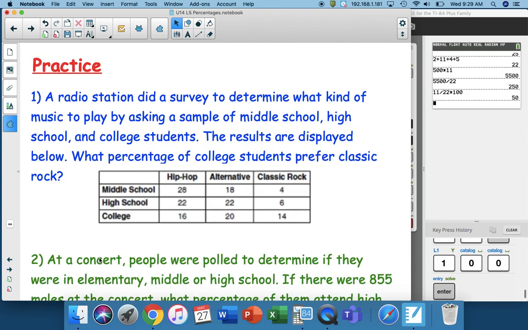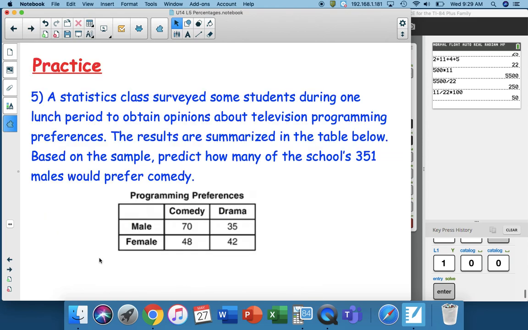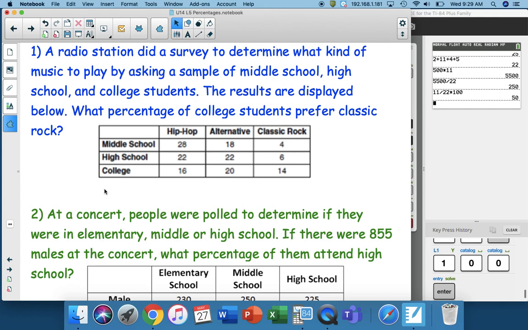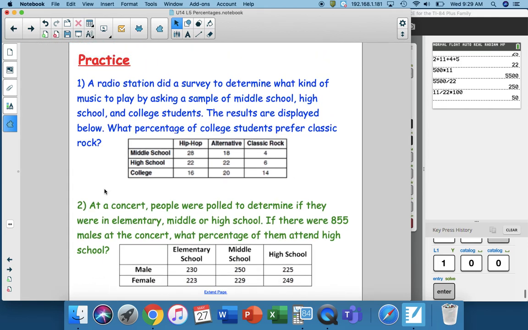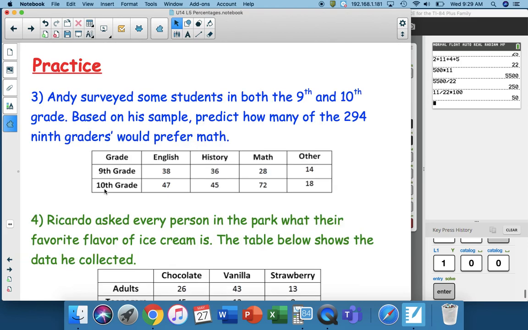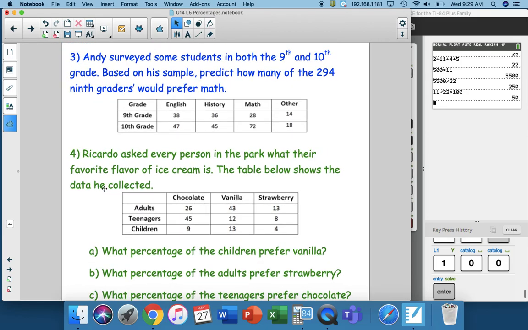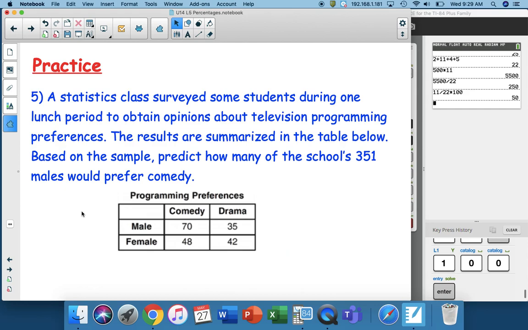So here are your practice problems. Nice short lesson to end off the year. You have 5 practice problems. Here's your first one. Here are your first 2. Here are your next 2. Question 4 is a couple different ones, so make sure you get it. And here's your last one.